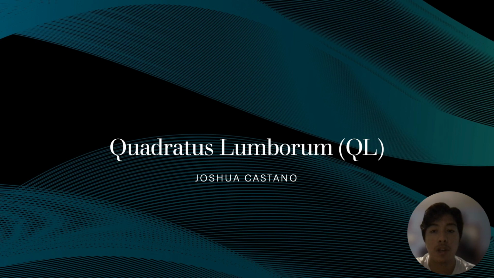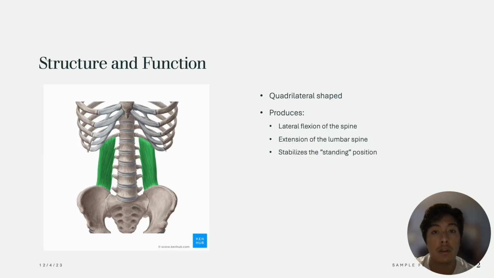Hello, my name is Josh, and I will be discussing the Quadratus Lumborum (QL) and its structure and function, origin and insertion points, and the bones they act on. The QL is quadrilateral shaped, and it produces lateral flexion of the spine, extension of the lumbar spine, and it stabilizes the standing position in your everyday walk or just standing.